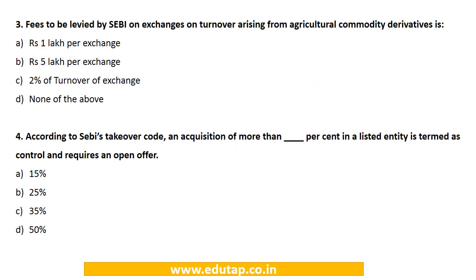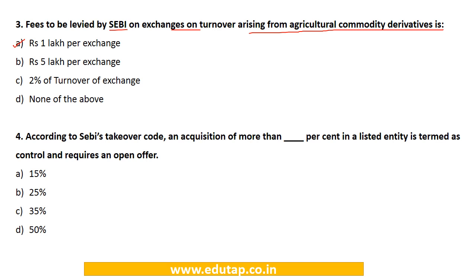Now let's move to the next question. Fees to be levied by SEBI on exchanges on turnover arising from agricultural commodity derivatives is: rupees 1 lakh per exchange, rupees 5 lakh per exchange, 2% of the turnover of the exchange, or none of the above. So friends, we have covered that the fees to be imposed by SEBI with regard to agricultural commodity derivatives turnover is going to be rupees 1 lakh per exchange. So the correct answer will be option A.